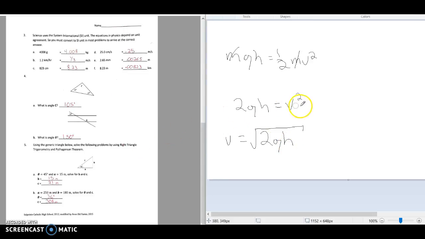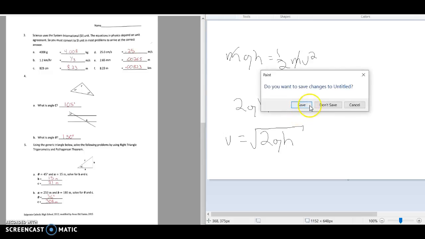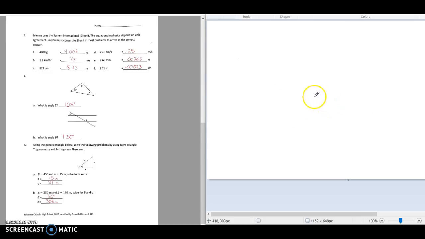Alright, so now for part 2, second page. For number 3, you just have to move the decimal over 3 places to change it from grams to kilograms. B, this one's a little bit harder. Let's go over this one a little bit more slowly.